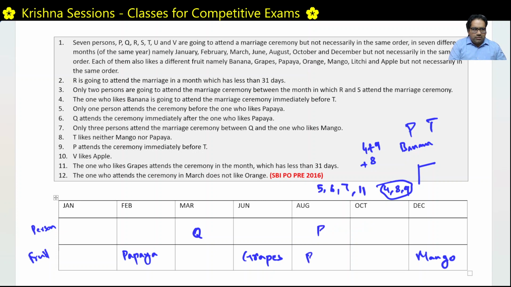Same guy likes banana. And the next guy is actually T. So we are using 4, 8, 9 conditions together. Then let's look at it. What is this one? Now let's further look at the conditions.